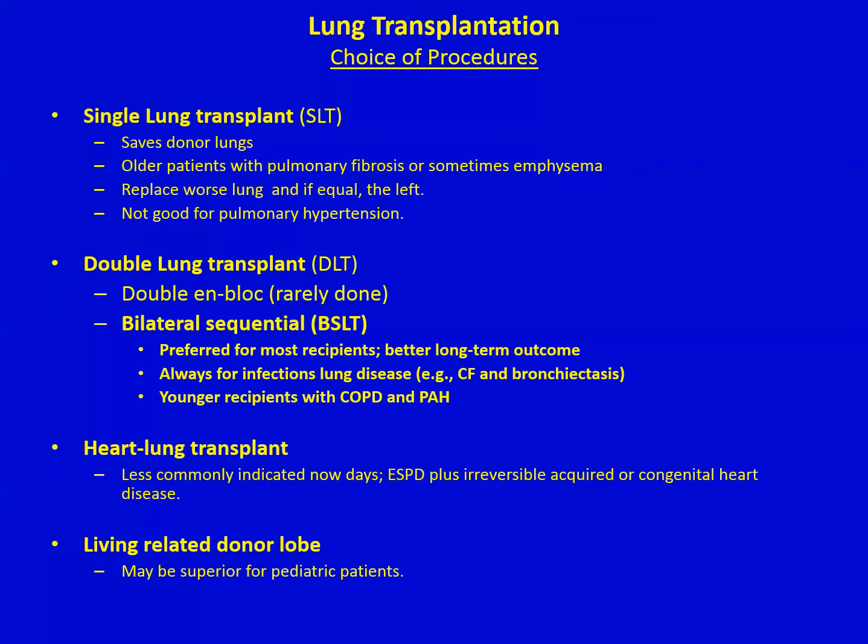Double lung transplant can be either en bloc or bilateral sequential, and almost all are done by bilateral sequential nowadays. This is preferred for most recipients because of a better long-term outcome. It is always chosen for infectious lung disease such as cystic fibrosis, and preferred for younger recipients with COPD or pulmonary artery hypertension. Heart-lung transplants are relatively uncommon nowadays, but in the pediatric group, living donated donor lobes are sometimes used.